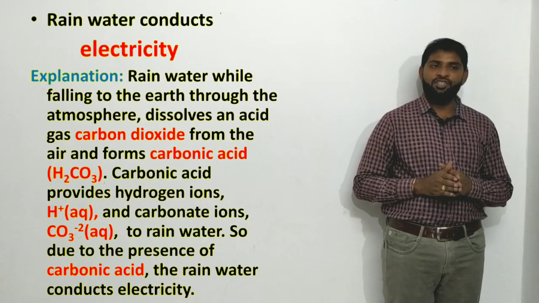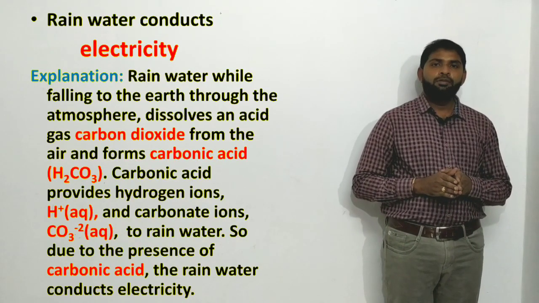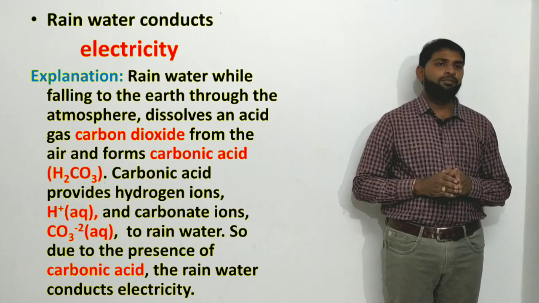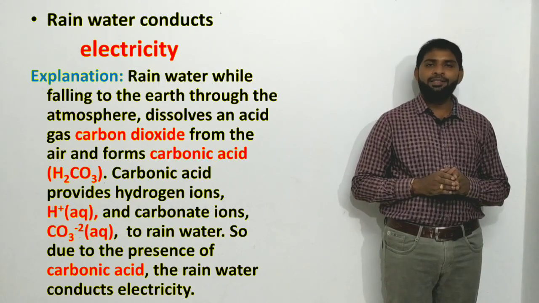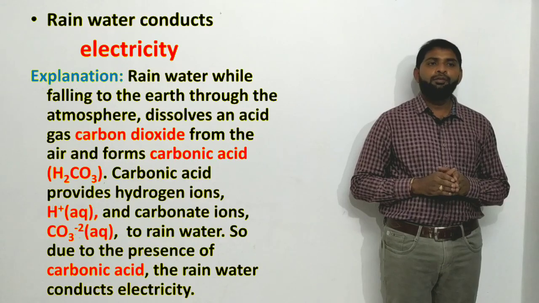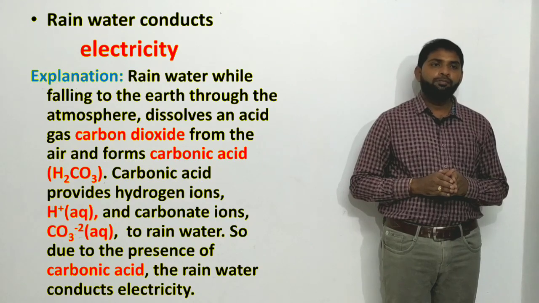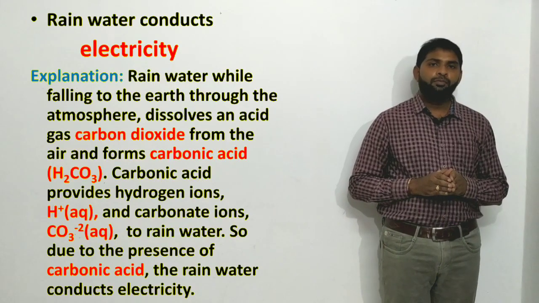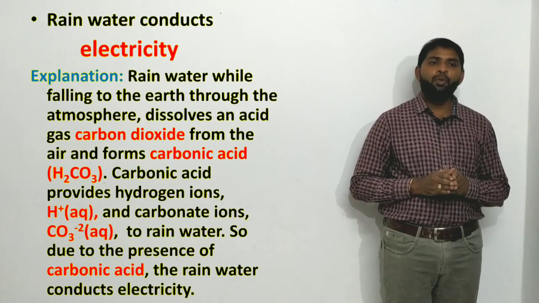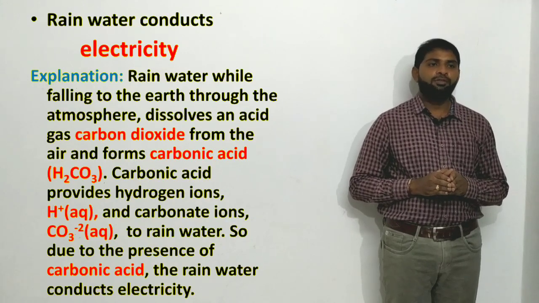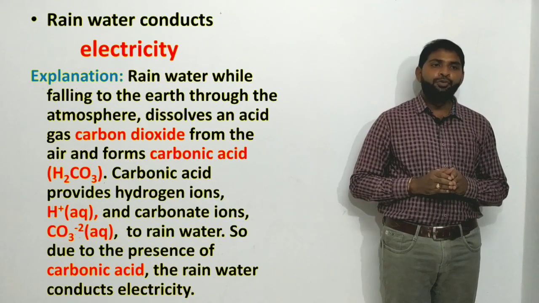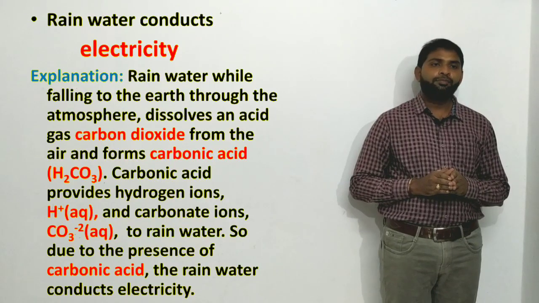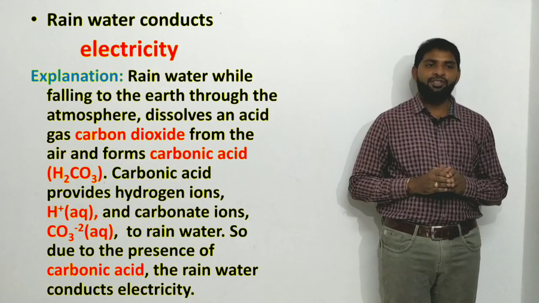Rainwater conducts electricity. Coming to the explanation: rainwater, while falling to the earth through the atmosphere, dissolves an acidic gas, carbon dioxide, from the air and forms carbonic acid. Carbonic acid provides hydrogen ions, that means H+ ions, and carbonate ions in rainwater. So, due to the presence of carbonic acid, rainwater conducts electricity.